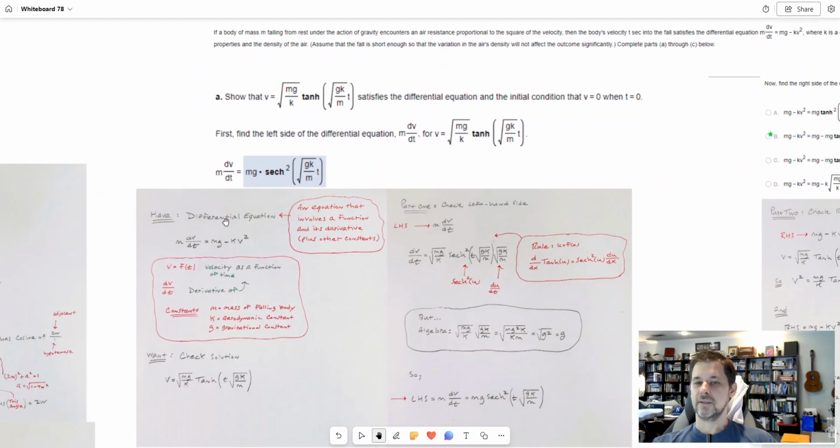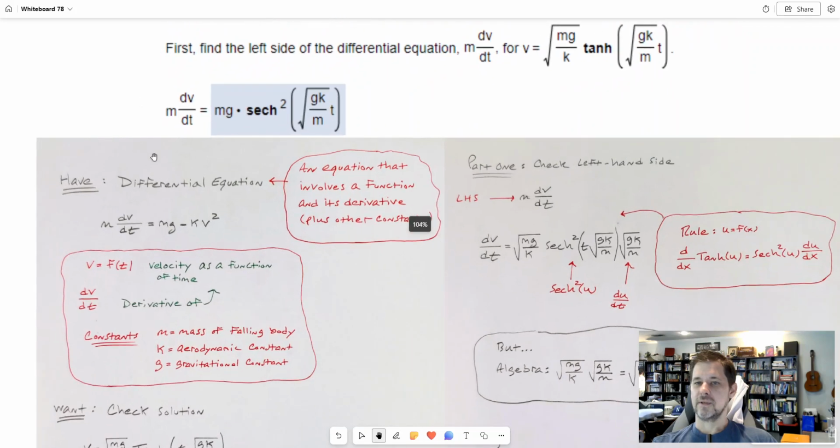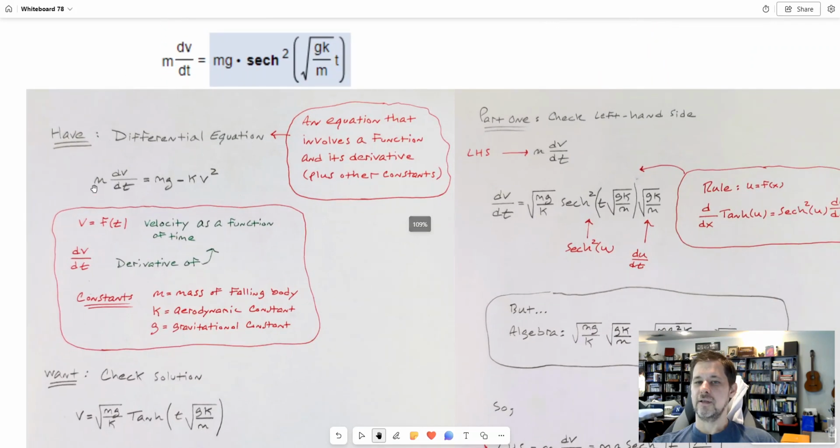Now, I'll summarize it like this. Okay, so I've got this differential equation, m, which is a constant, mass of a falling body, times the derivative of v with respect to t. That's the derivative of some function, v is a function of t, which was given, I'll show you in a minute, is m times g, those are both constants, minus k, which is also a constant, times v squared, which is this function squared. Okay, so that's how I would understand the differential equation.